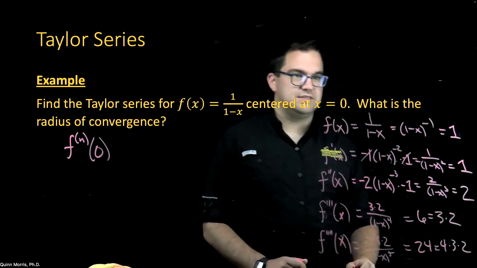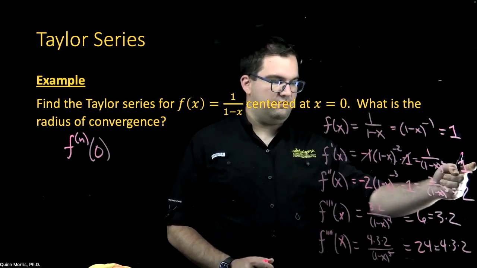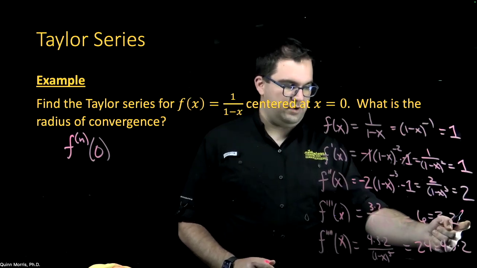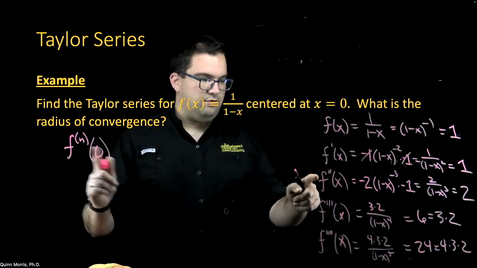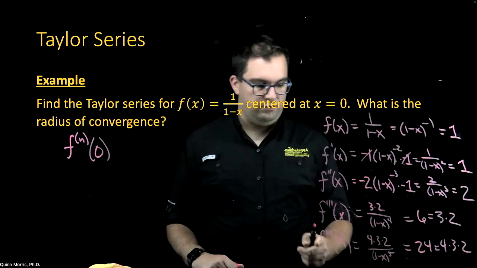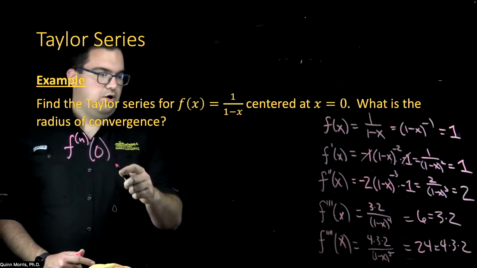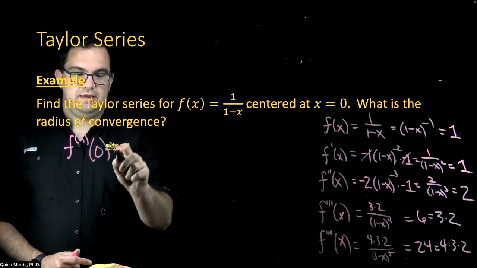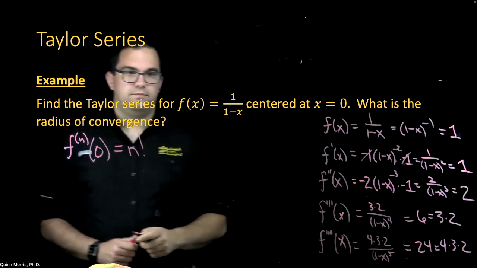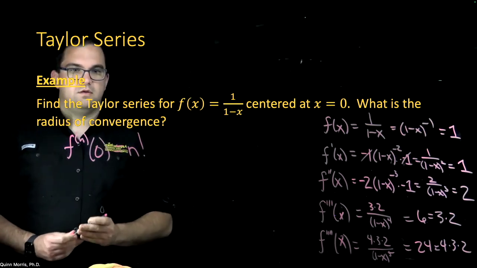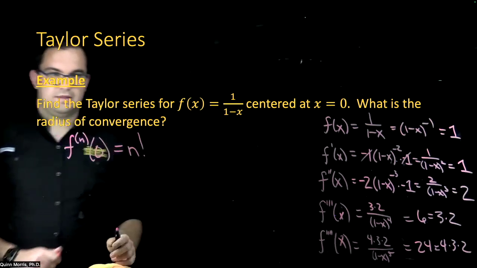And what you start to notice is that these are all factorials. This is 0 factorial, 1 factorial, 2 factorial, 3 factorial, 4 factorial. And so what's actually happening here, right? The second derivative is 2 factorial. The fourth derivative is 4 factorial. So the nth derivative at 0 is going to be n factorial. Okay. So to find the Taylor series, then we just need to plug this in.